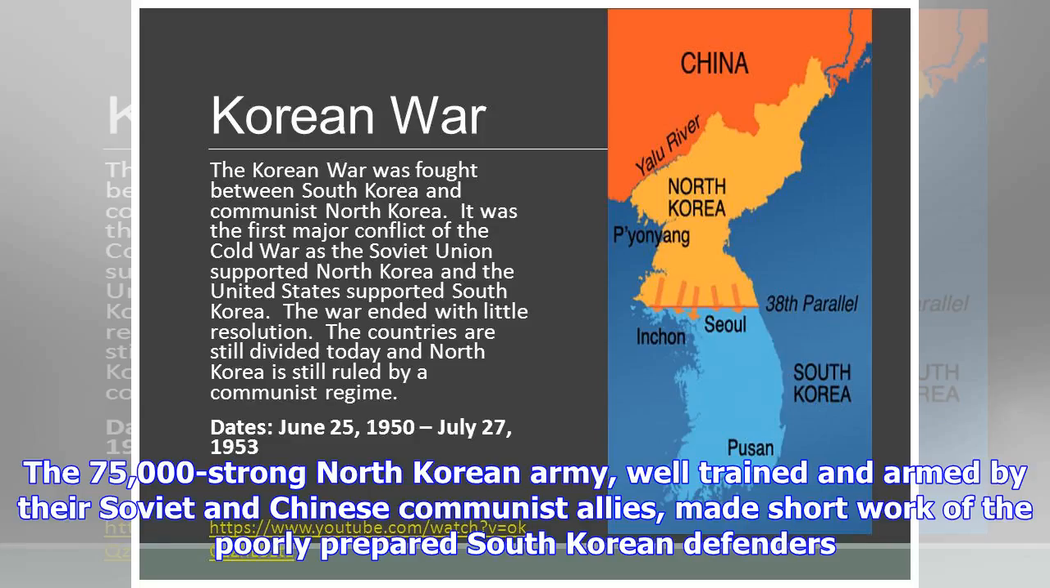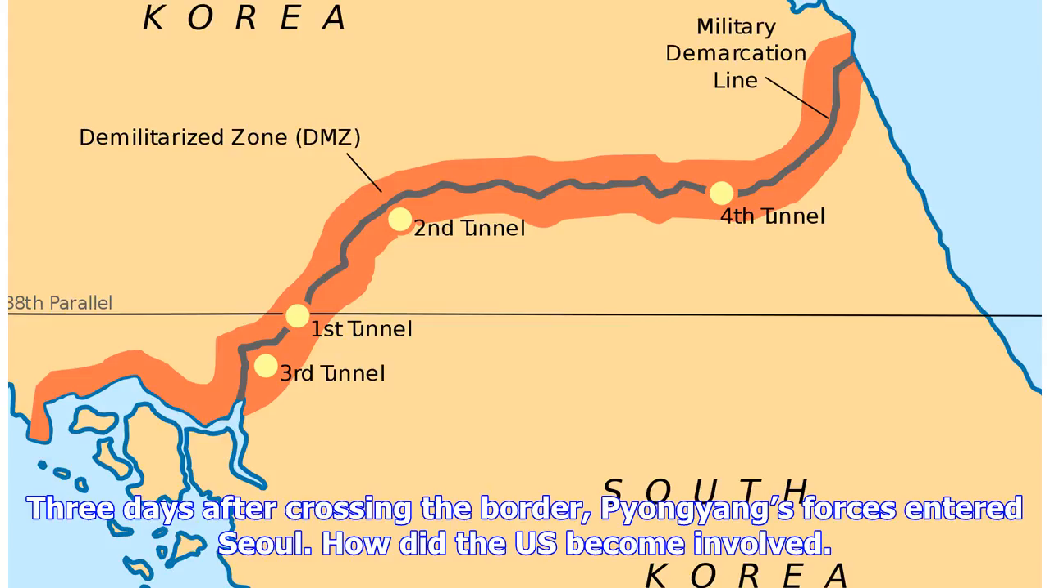The 75,000-strong North Korean army, well-trained and armed by their Soviet and Chinese communist allies, made short work of the poorly prepared South Korean defenders. 3 days after crossing the border, Pyongyang's forces entered Seoul.